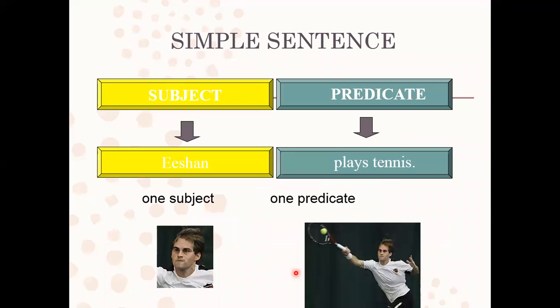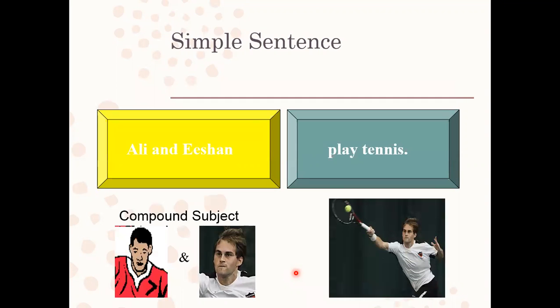The second way will be learned in the next slide. Subject and predicate. Ishan plays tennis. One subject, one predicate. That is the first category of the simple sentence. The second category of the simple sentence is Ali and Ishan play tennis. Ali and Ishan is a compound subject.